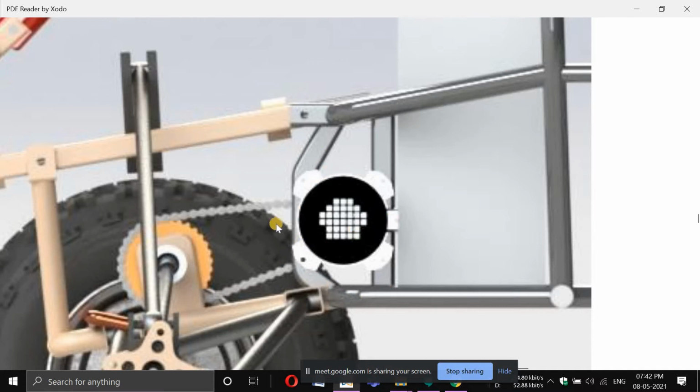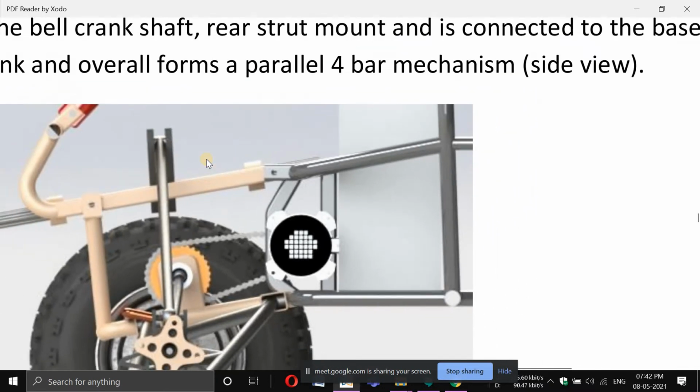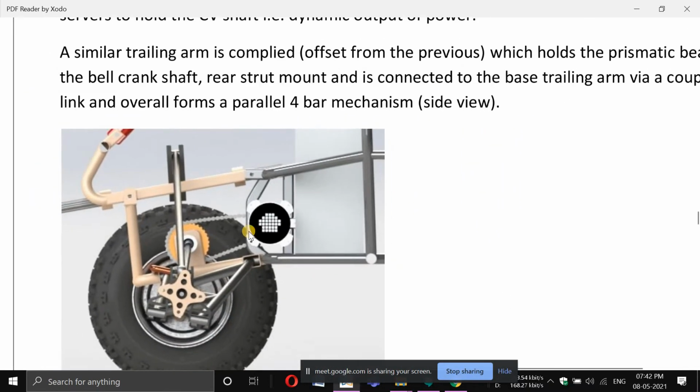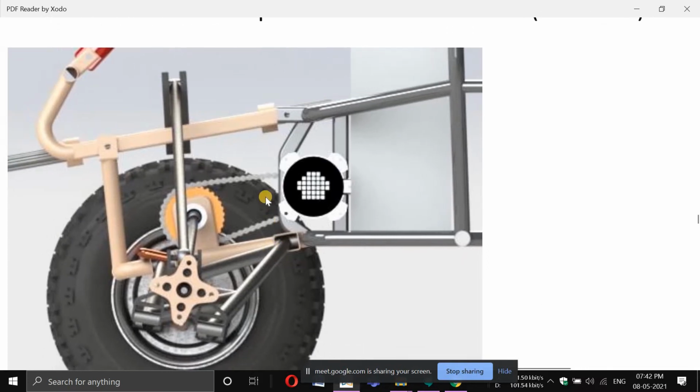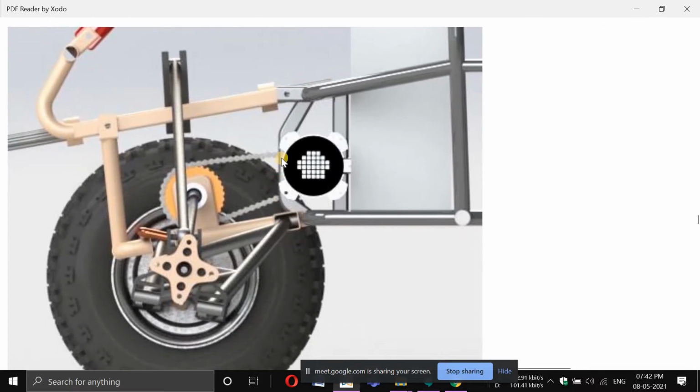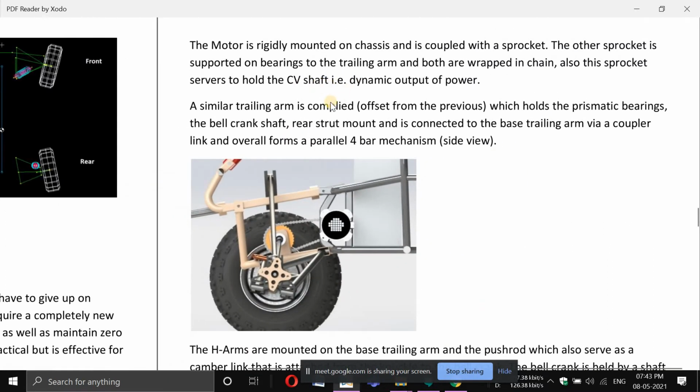So the motor is rigidly fixed and the outer chain sprocket has been attached to the trailing arm. This sprocket controls the movement of the CV joints, that is, the CV shaft. And the drivetrain part of it has been designed by Satvik Sharma. He was my colleague and a member of suspension and drivetrain in the e-Bahar team. And yes, sir, this was it.